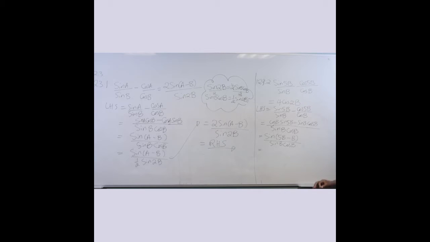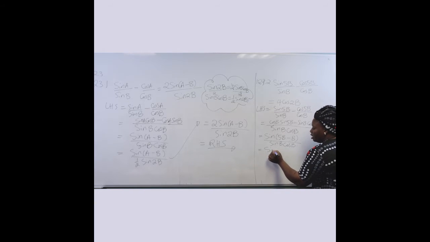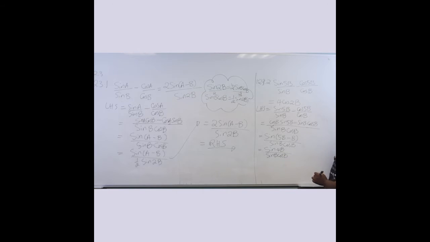Now, what is 5B minus B? Remember, B is the same angle in this case, so it's going to give us 4B. So it means we are going to have sine of 4B divided by sine B cos B. We are kind of somewhere there because we have 4, so it's making us feel happy. But it doesn't really give us what we want.